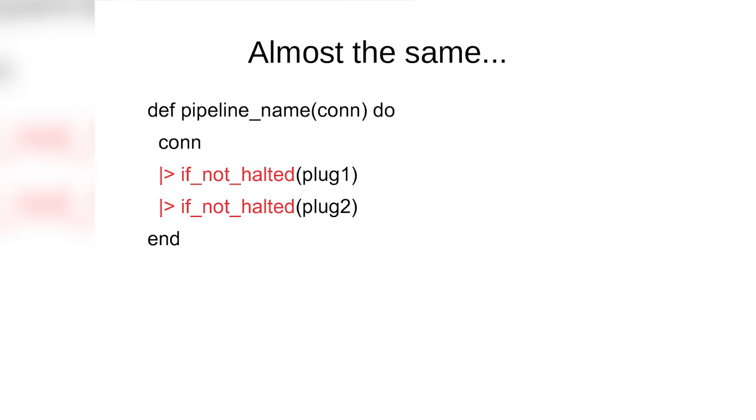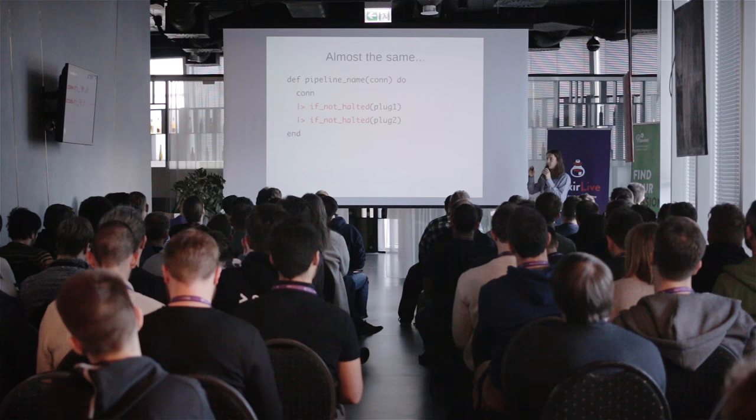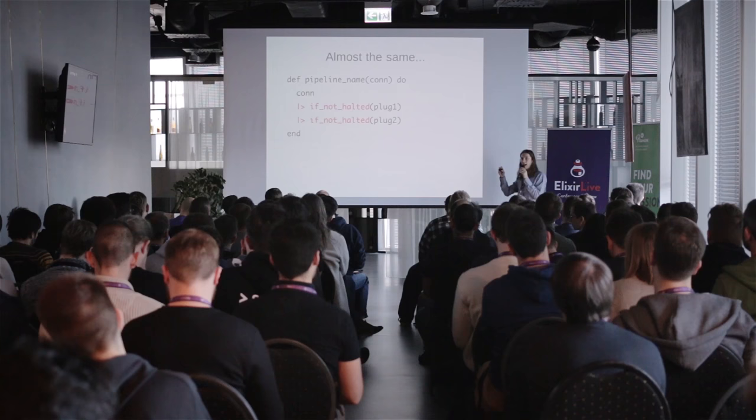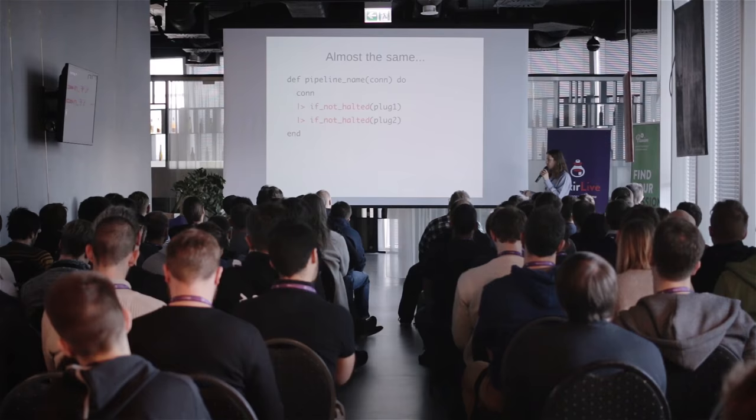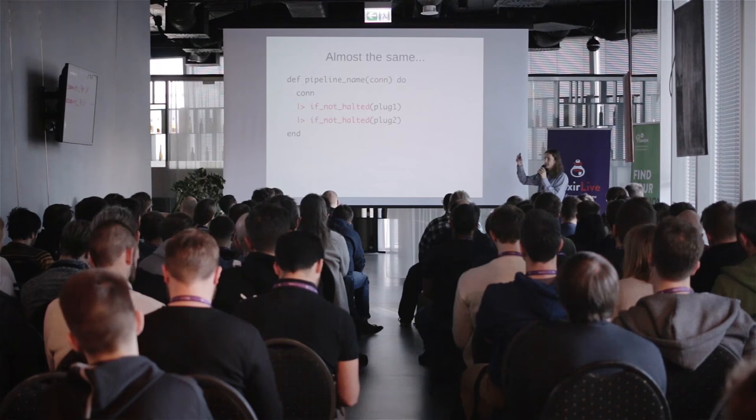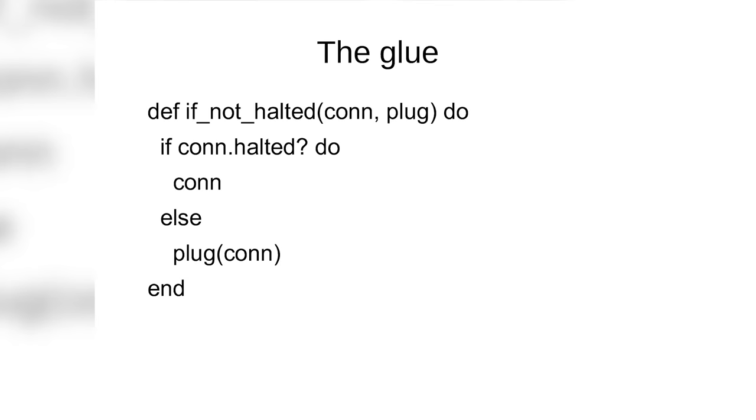However, the Plug.Conn data structure has a field called halted. And this is because we would like to be able to stop processing of the request at any point in time. So actually, what the pipeline macro does for us is that it always checks if the connection is not halted. If it is, then it returns the connection unmodified. Otherwise, it invokes the next plug. So this is like pseudocode for that. If the connection is not halted, then run the plug. Otherwise, return the connection.